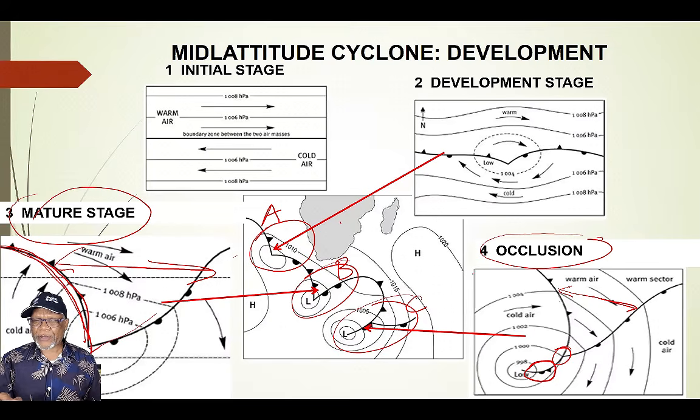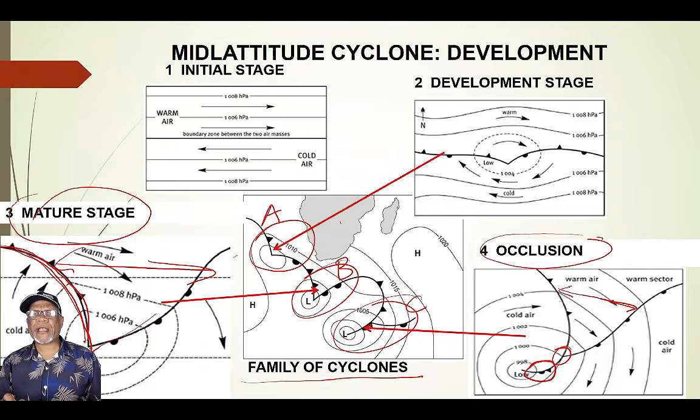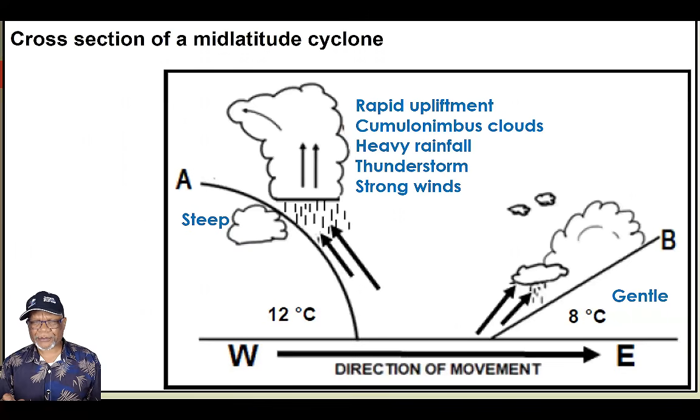So this is now three mid-latitude cyclones together. What do we call the group of cyclones that occur together? We call it a family of cyclones. So we have 1, 2, 3 cyclones occurring together. What do you call it? A family of cyclones.